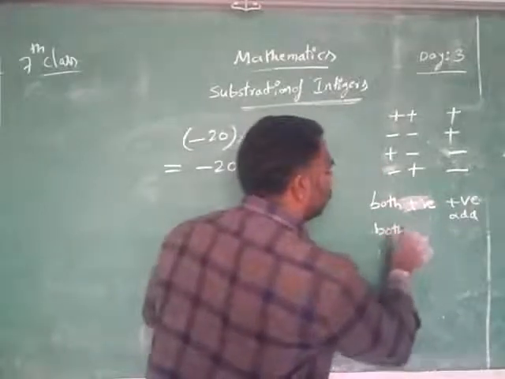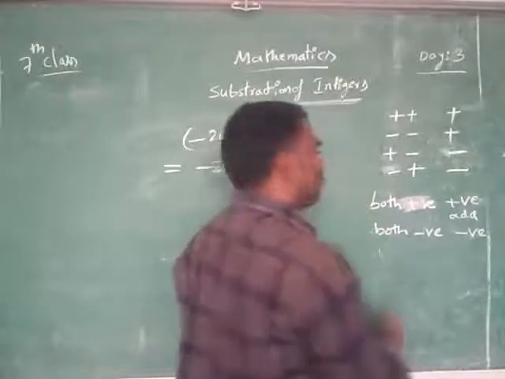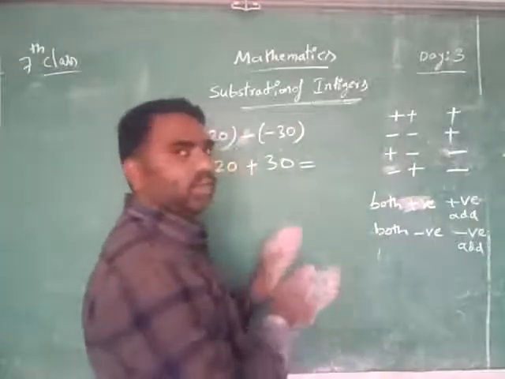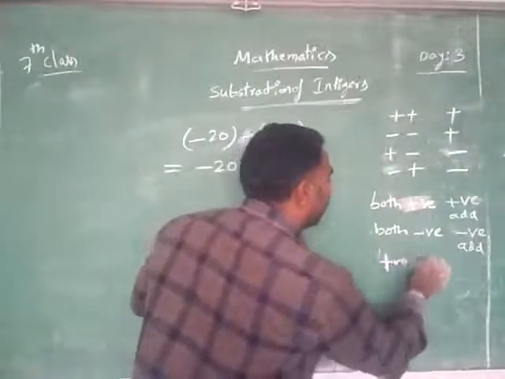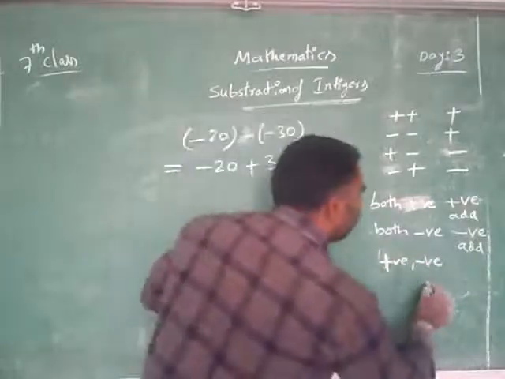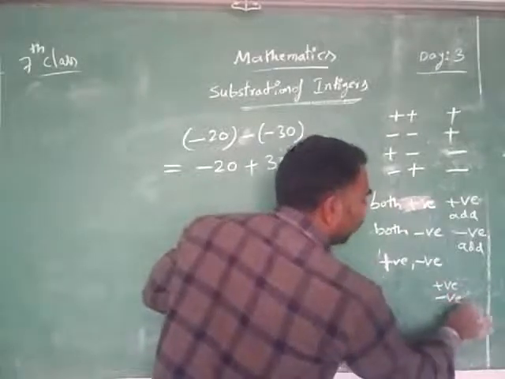Both negatives, we will get answer negative. The number we will get by addition. Same method you learned yesterday. One is positive and one is negative, then what I said to you? If positive bigger, positive. If negative bigger, negative.